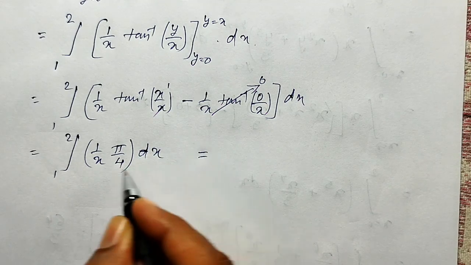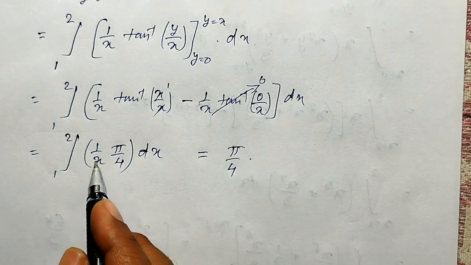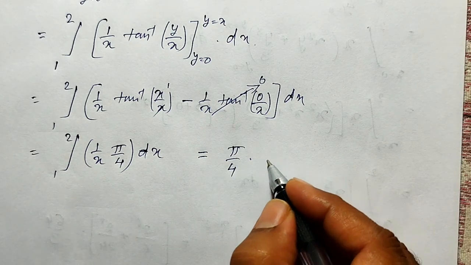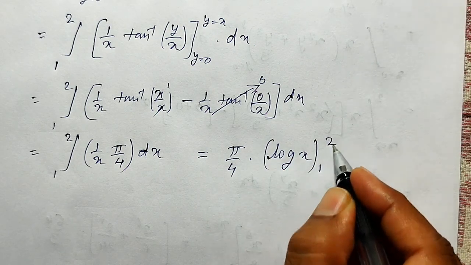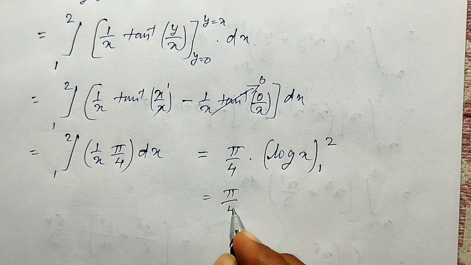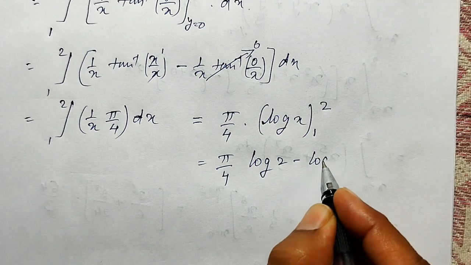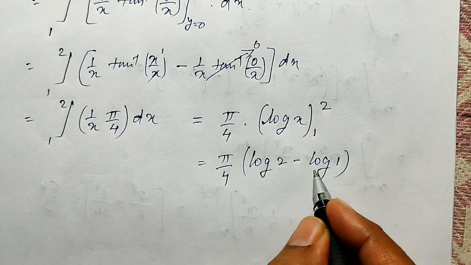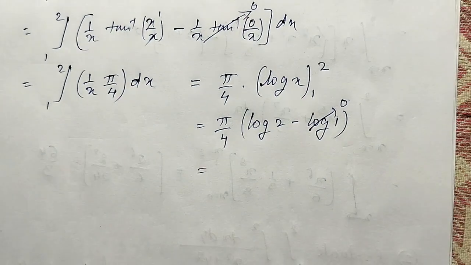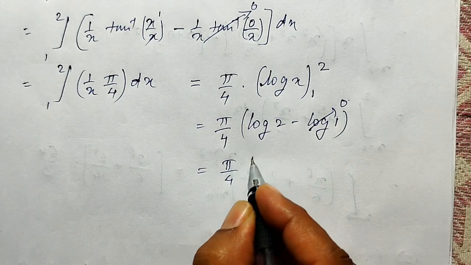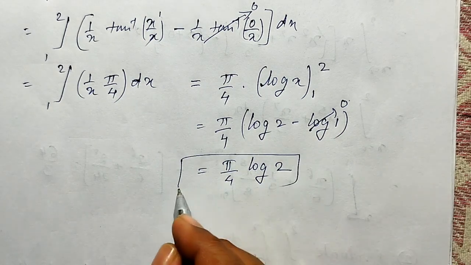and here pi by 4 is my constant, and the integration of 1 by x is log x. This is between the limits 1 to 2, therefore it is pi by 4 into log 2 minus log 1. But we know that log 1 is 0, therefore my final answer is pi by 4 into log of 2. This is the required answer.